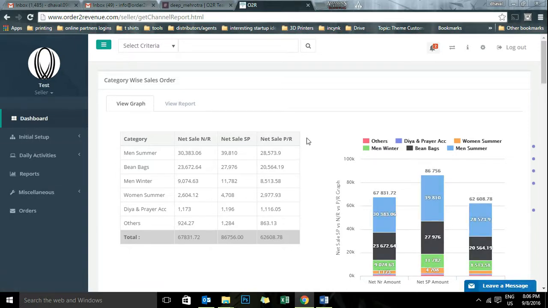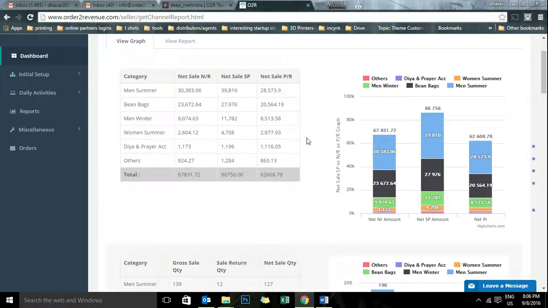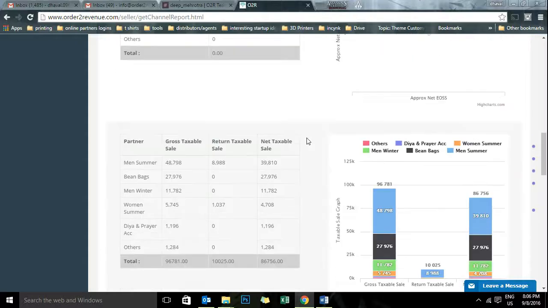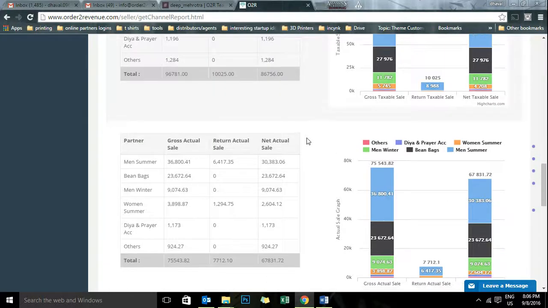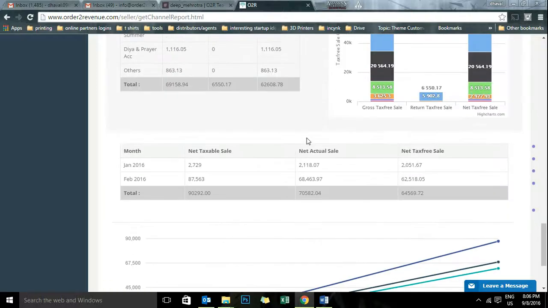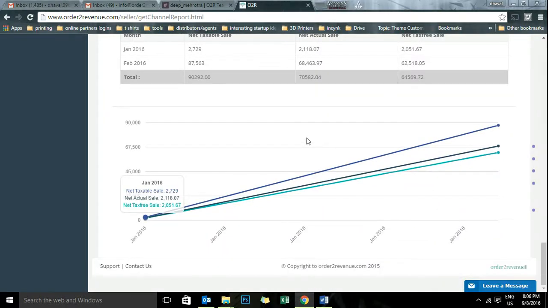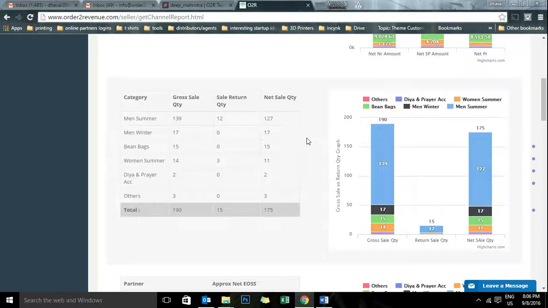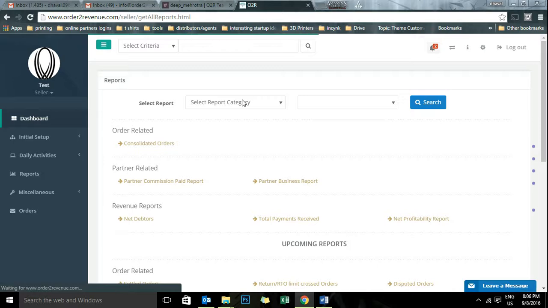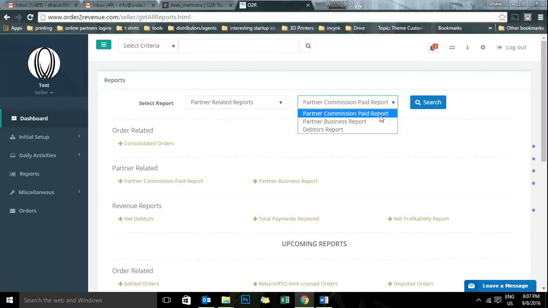This report is called category wise sale order report. In this we get to see the same sale figures but on category level. Moving on. Let's look at some commission-based reports.